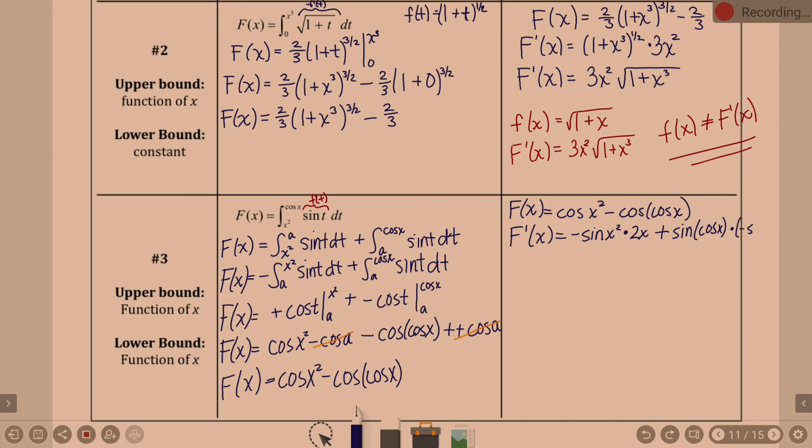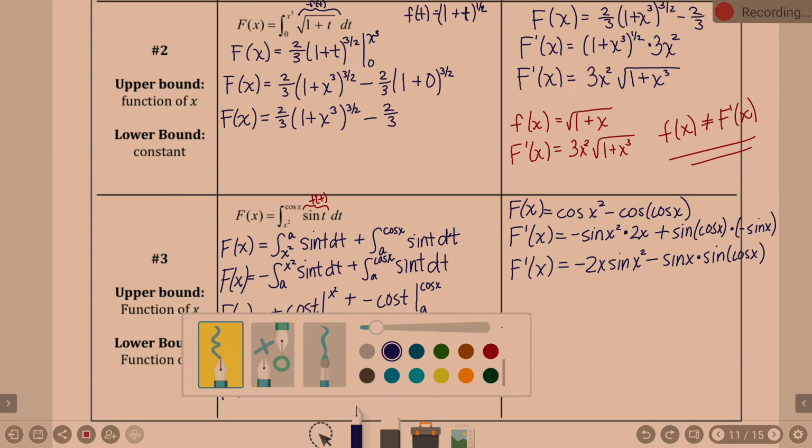Okay. Negative sine x squared times 2x. I could just write that as negative 2x sine of x squared. And then minus, I can say sine of x times sine of cosine x. Why are we even questioning this one? I think it matches, guys. Looks pretty similar to me.